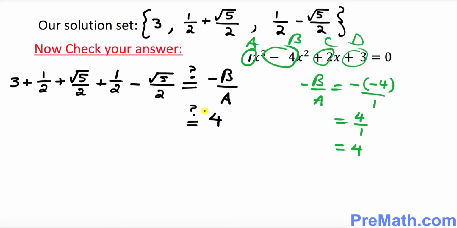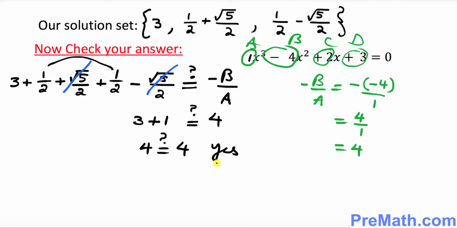Now we're going to check what the left hand side leads to. Let's see what happens. Over here the negative square root of 5 over 2 and the positive square root of 5 over 2 cancel out. So we end up with 3 plus 1 over 2 plus 1 over 2, and the 1 over 2 and 1 over 2 give you 1. So 3 plus 1 means 4 equals 4. Are they the same? Yes, the left hand side equals the right hand side. That means we checked our answer.